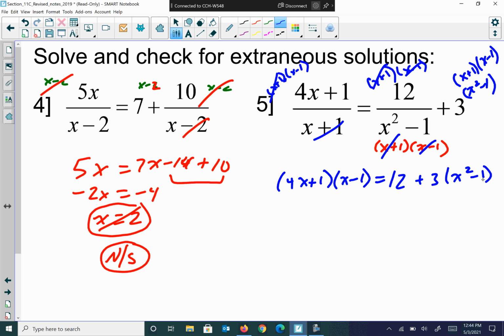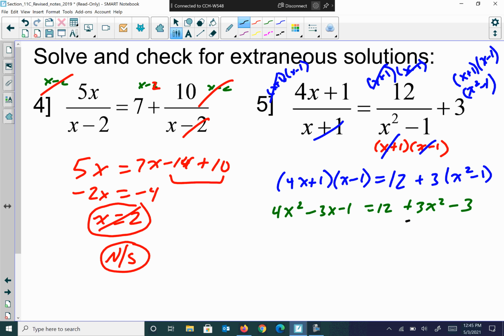Now, in this particular problem, we don't want our solutions to come out to be positive 1 or negative 1, because that would make the denominator 0 someplace in the problem. So we're going to FOIL out the first one, so I'm going to get 4x squared minus 4x plus 1 minus 3x minus 1 equals 12 plus 3x squared minus 3. I think my math is correct.